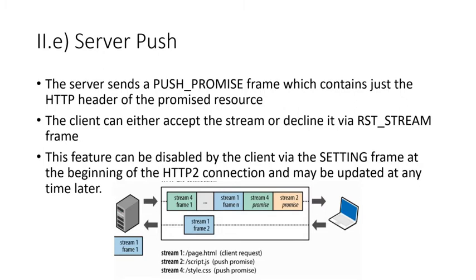So here we can see an example of a server trying to push a script.js file and a style.css file to the client. It is done by sending a push promise frame to the client, which contains only the HTTP header of the promised resource. The client can then either accept the stream or decline it via reset stream.